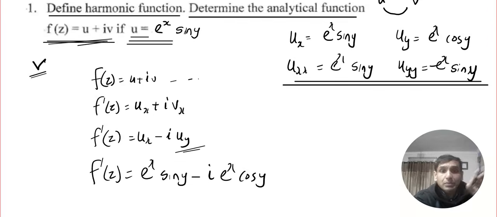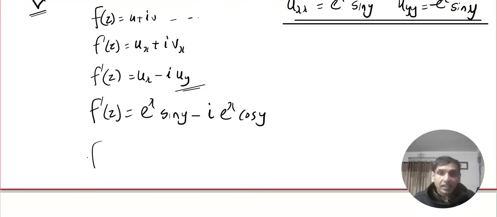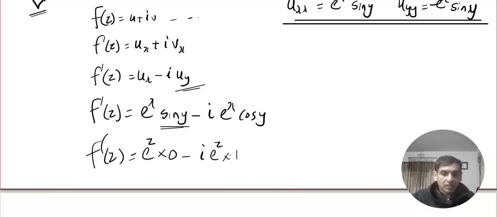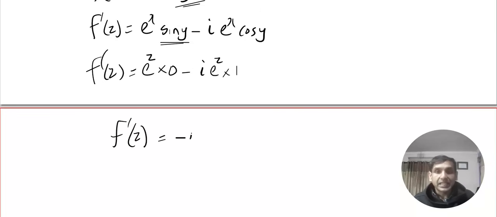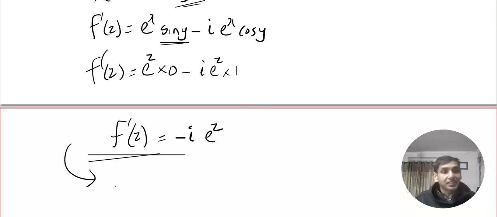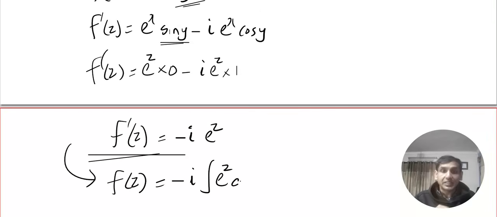Now Milne-Thomson method. What is Milne-Thomson method? f dash of z equals e power z, sin 0 will be 0, minus i e power z, cos 0 will be 1. So we got minus i e power z. No, not the function, the derivative. So what should I do next? Integrate. f of z equals minus i integral e power z dz.